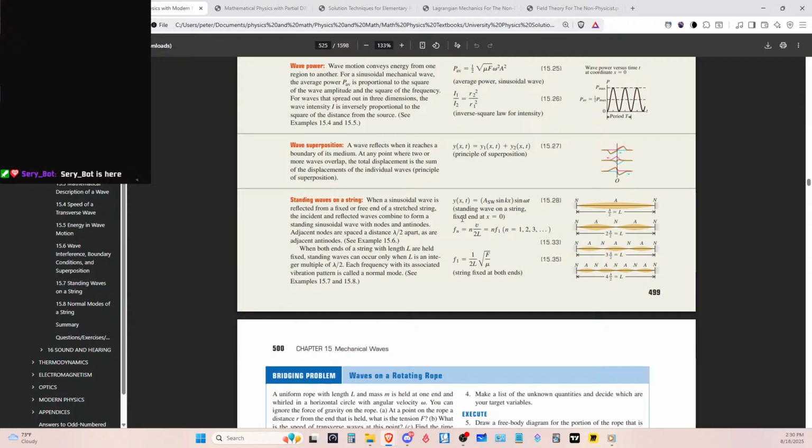When both ends of the string with length L are held fixed, standing waves can occur only when L is an integer multiple of lambda over 2. Each frequency with its associated vibration pattern is called a normal mode.